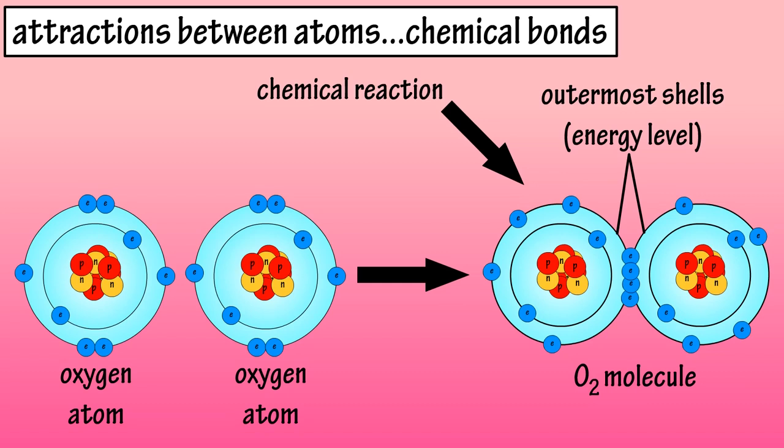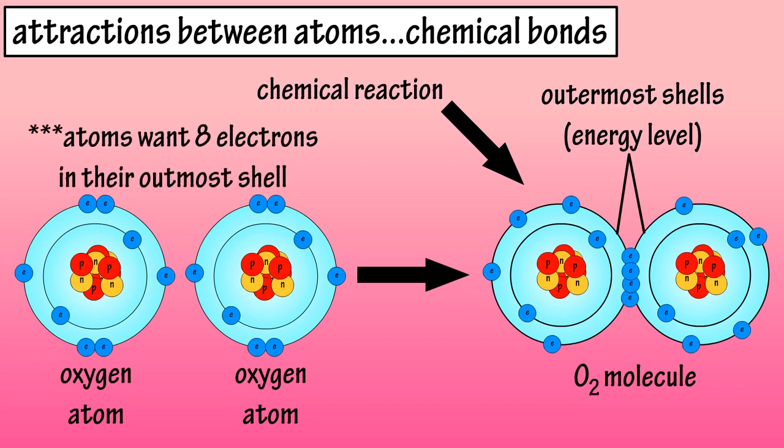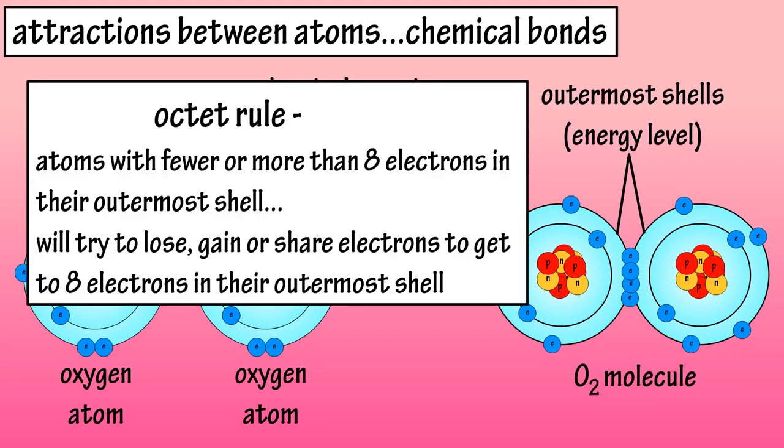In atoms that have fewer or more than 8 electrons in their outermost energy level, reactions occur that result in the loss, gain, or sharing of electrons with another atom to satisfy the octet rule. The octet rule means that elements tend to combine so that each atom has 8 electrons in its outermost shell. This results in the formation of structures such as crystals or molecules.